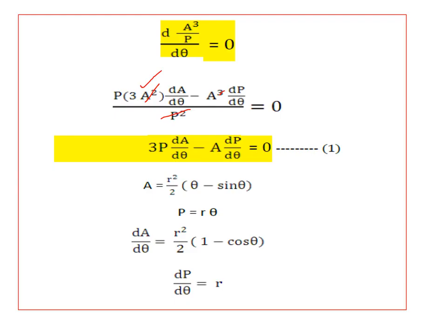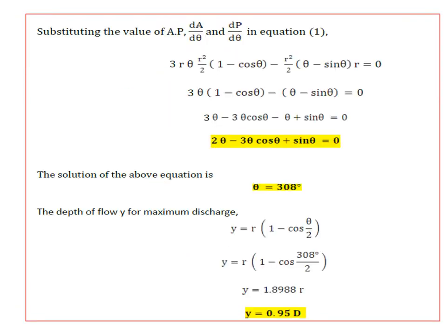Now you can substitute A here, P here, ∂A/∂θ here, and ∂P/∂θ here, should be equal to 0. After simplifying, r and r are constants and can be eliminated, half is eliminated, and one more r is eliminated, all common terms. So you are left with 3θ minus 3θ cos θ minus θ plus sin θ. That gives 2θ minus 3θ cos θ plus sin θ should be equal to 0. If you solve this equation, you will get θ is equal to 308 degrees.